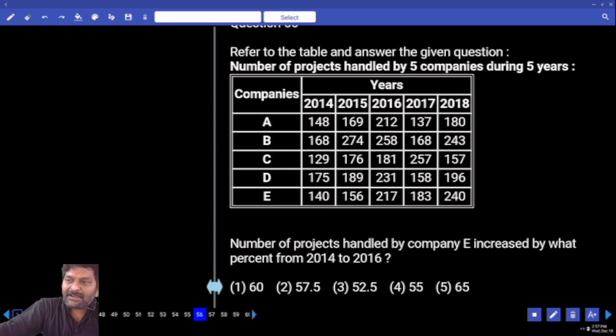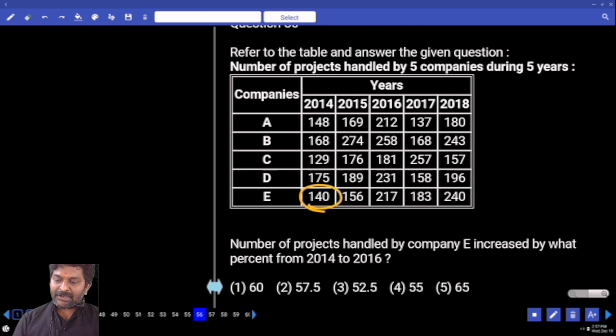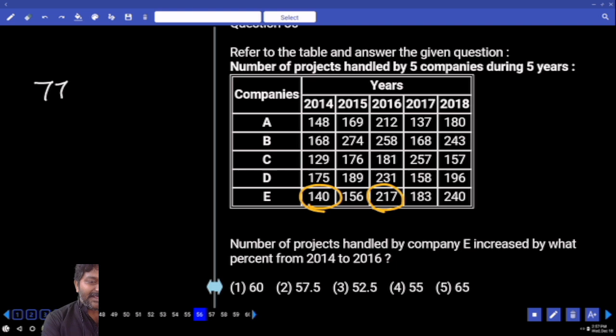Number of projects handled by 5 companies during 5 years. Number of projects handled by company E increased by what percent from 2014 to 16? 2014 to 2016: 140 becomes 217, increased by 77. From 140, percentage into 100.